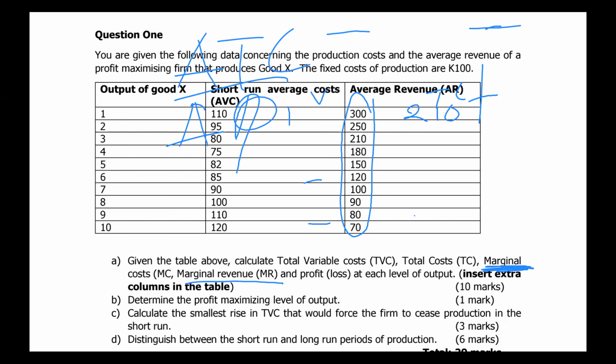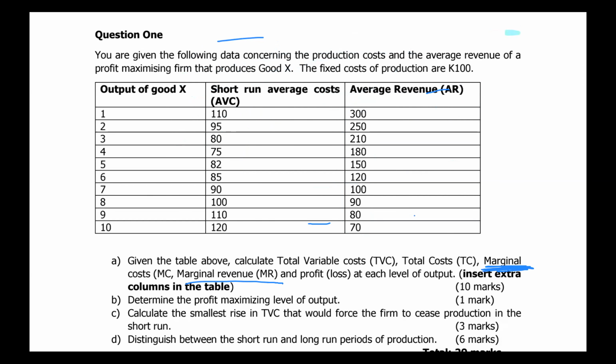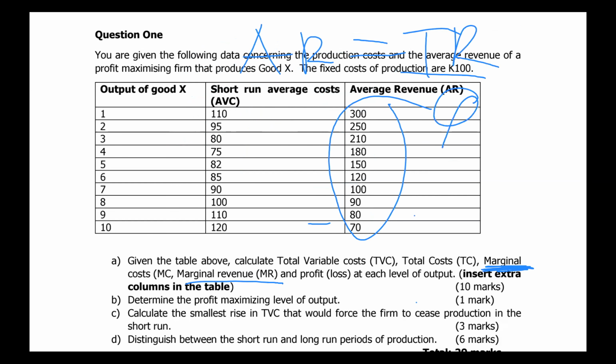Marginal revenue. Okay, now for marginal revenue, you need total revenue. You are just given average revenue. How do you find average revenue? It is basically total revenue divided by output. Average revenue is equal to total revenue divided by output. So to find total revenue, you need a column first for total revenue.